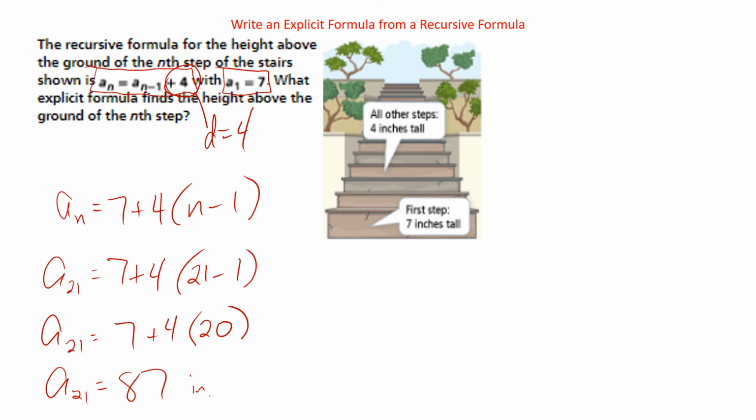So going from a recursive formula to an explicit formula, again, you just pick out the two things that you need in order to write the equation of the formula, and you're good to go. How about going the other way? Going from an explicit into a recursive formula.